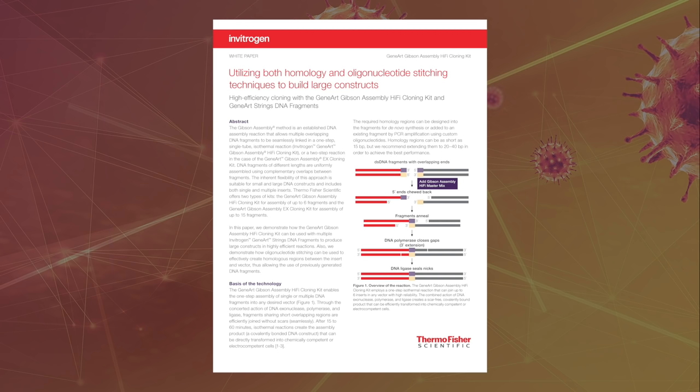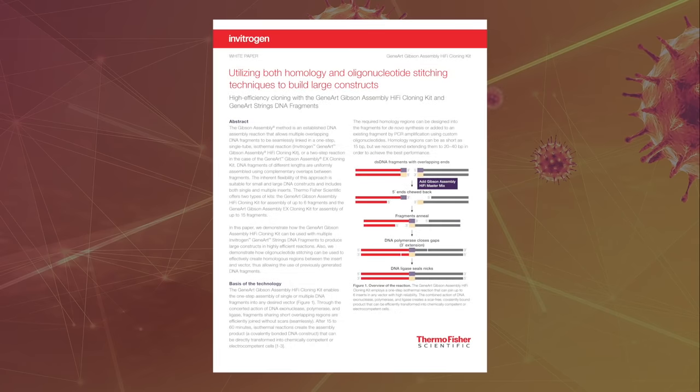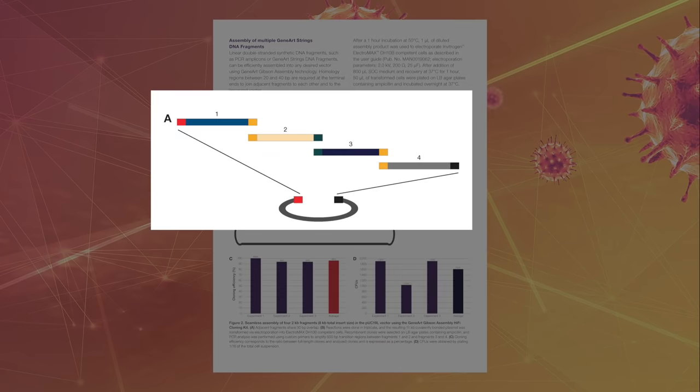One of the key engineering tools in constructing such DNA is Gibson assembly cloning, and we will discuss how the GeneArt Gibson assembly HiFi cloning technology can be used to build large constructs. There are two approaches: using fragment homology and the use of stitching oligonucleotides to create seamless constructs. Adjacent fragments share a 30 base pair overlap as shown here.